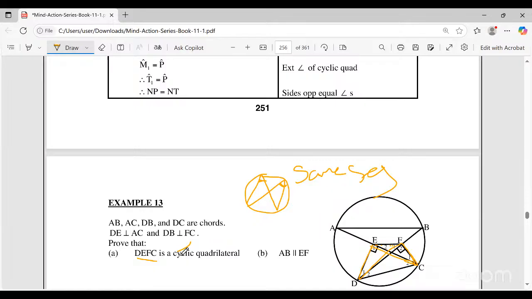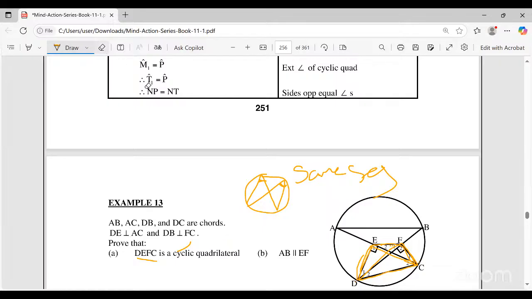Does it make sense, Ethan? Yes, sir. Okay, thank you. Therefore, now we are convinced that this is a cyclic quad.